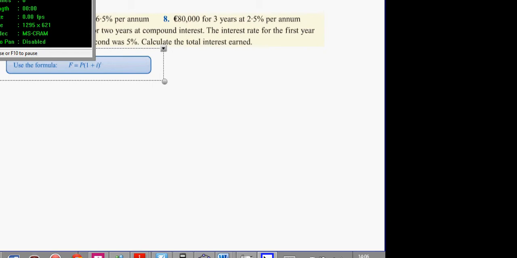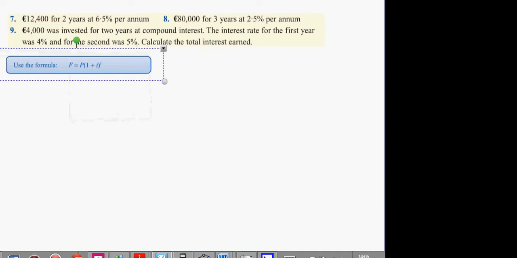This section's on compound interest, alright? Compound interest is basically, if you do an investment, you get the same percentage of money back each year. Now, this formula here is on page 30. You don't have to learn it off. It's on page 30 of your maths tables.